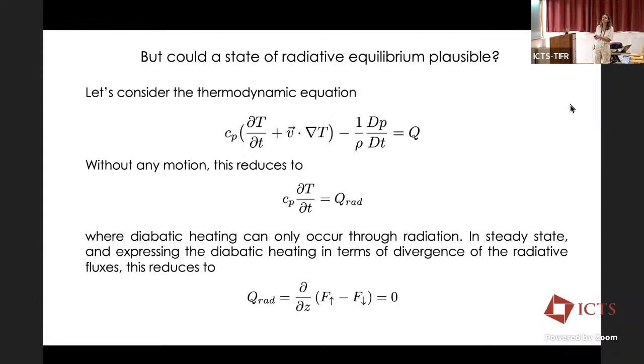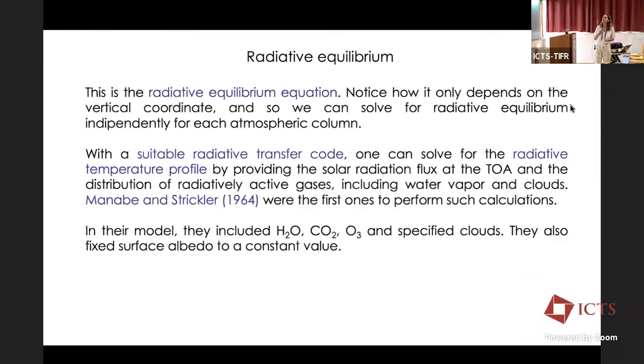And so in steady state, the thermodynamic equation just reduces to a statement that level by level, there cannot be any net radiative heating or cooling. And if you express it in terms of the divergence of the radiative flux, we cannot have any vertical divergence or convergence of the radiative fluxes. So this is the radiative equilibrium equation. And notice how it only depends on the vertical coordinate.